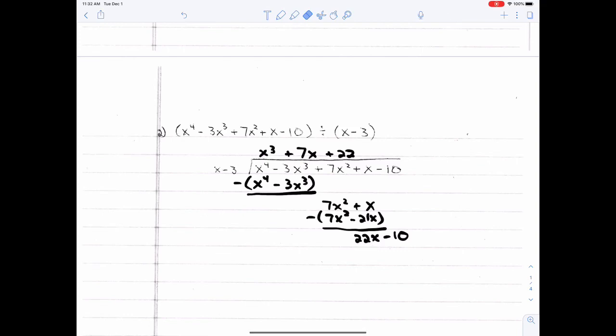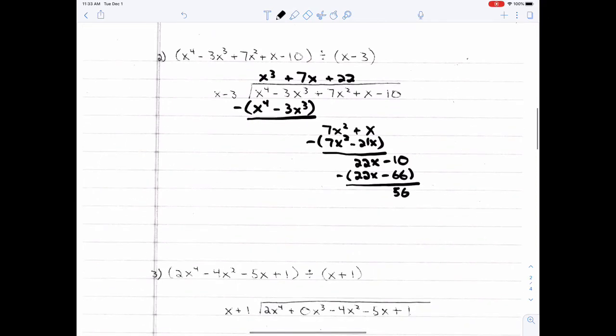But once you have that 22, you have to multiply that by the entire divisor. So we have 22x minus 66. And now I'm going to subtract the entire quantity. The 22x's go away, and we're left with 56. So what does that give me? It gives me x cubed plus 7x plus 22 plus 56 all over x minus 3.